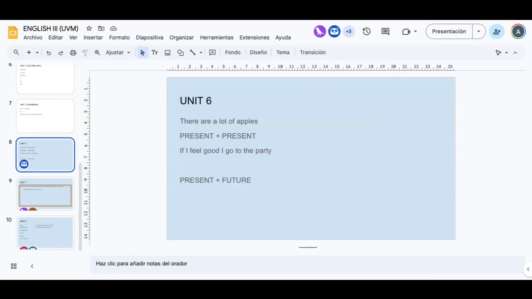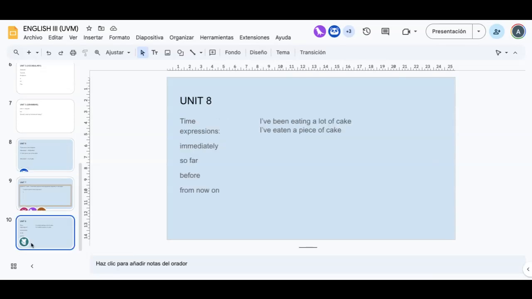What is the difference between present plus present conditional and present plus future conditional? What is the difference in terms of meaning? This is a very important thing to manage the conditionals in a correct way. What is the meaning, or what is the difference between these both structures for conditionals? And also the other question, what is the difference between I've been eating a lot of cake and I've eaten a piece of cake?